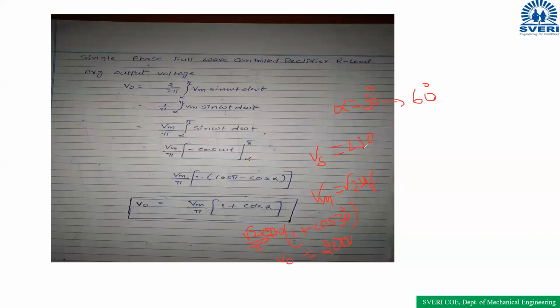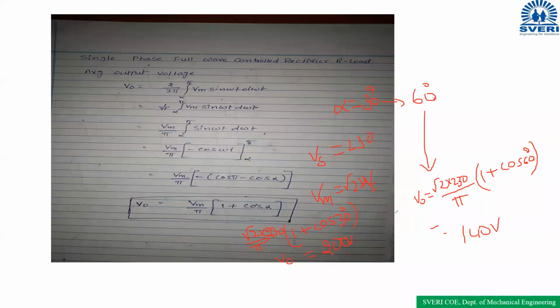then the supply voltage is the same. Then we are getting the output voltage V0 equal to root 2 into 230 by pi into 1 plus cos 60 degrees. Okay, this value may be less than 200 volts, maybe 140 volts and so on.